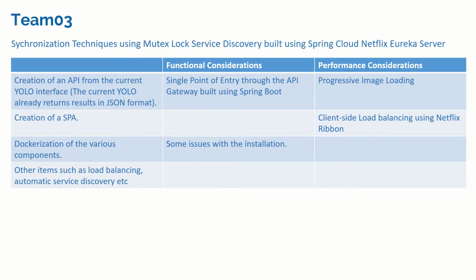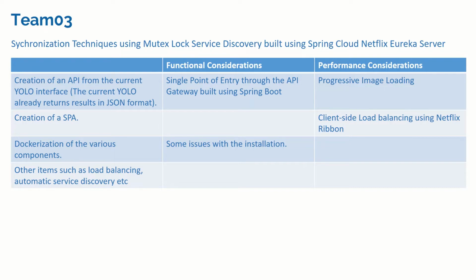Team number 3. They did a variety of features as well: single point entry using Spring Boot, and progressive image loading. Some of the teams asked what progressive image loading is. Progressive image loading is when the image is loaded at a lower resolution first, and then gradually the resolution gets higher.